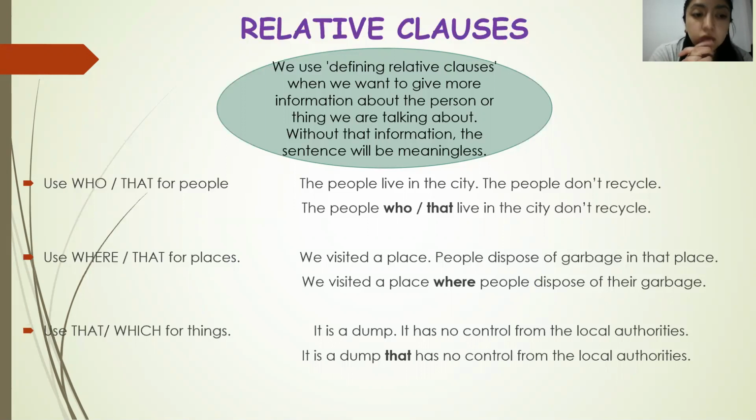Another one is where, which we use for place. So that is used for people and things, but where is used for places. For example: we visited a place, people dispose of garbage in that place. The answer using the relative clause: we visited a place where people dispose of their garbage. Okay? And we use that and which for things. In a dump, there was no control by the local authorities. With a relative clause: it is a dump that has no control by the local authorities.